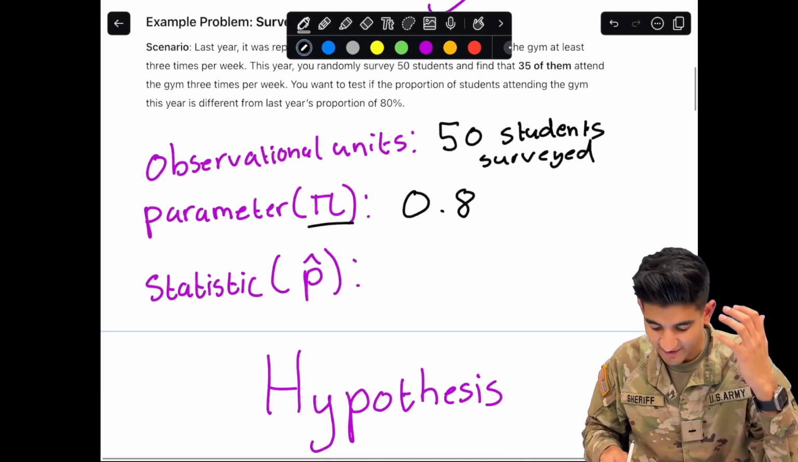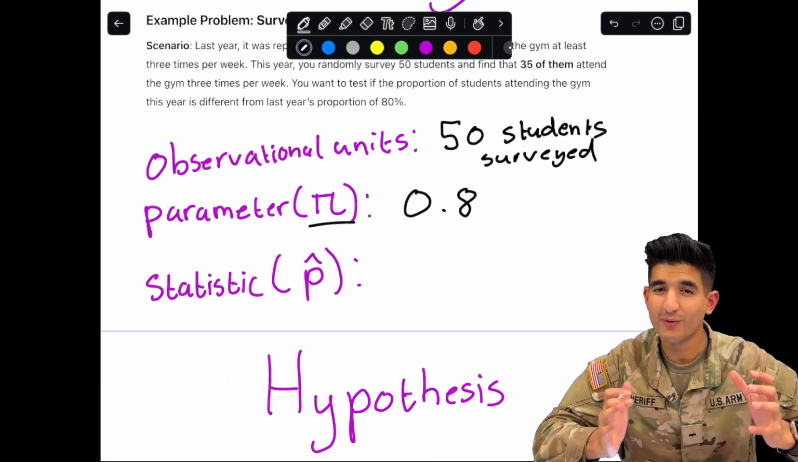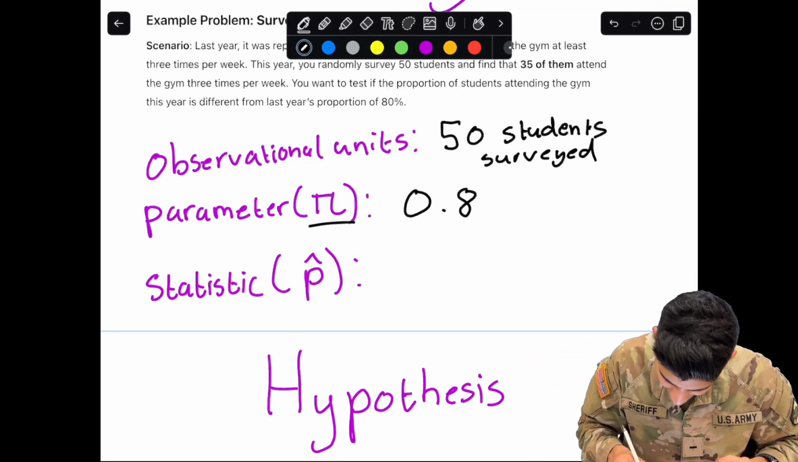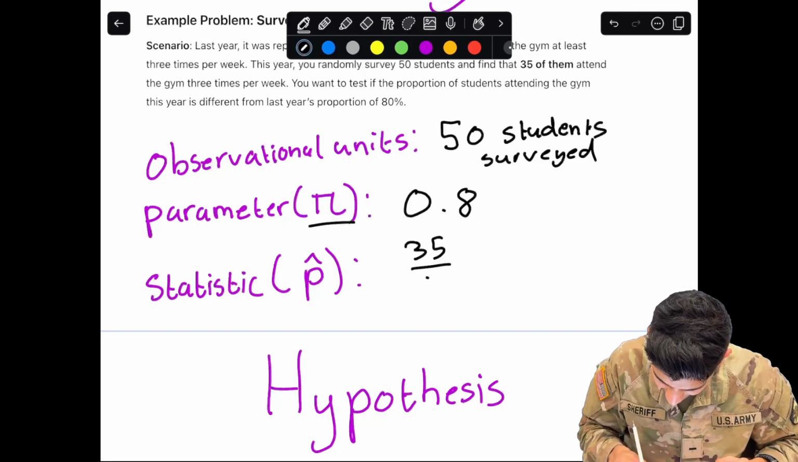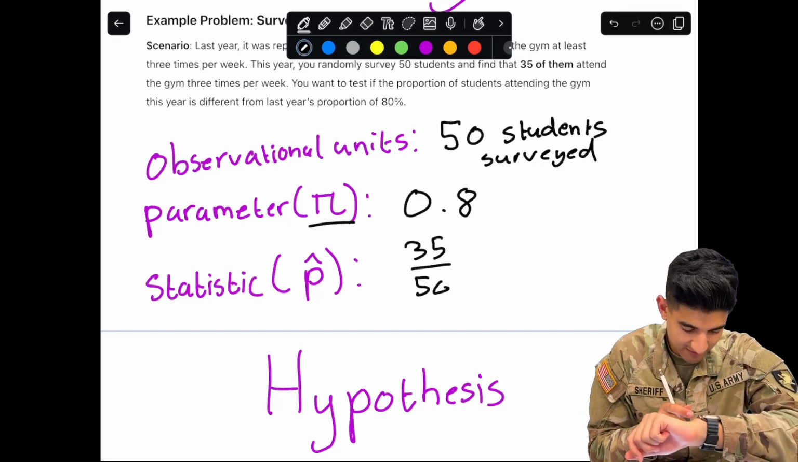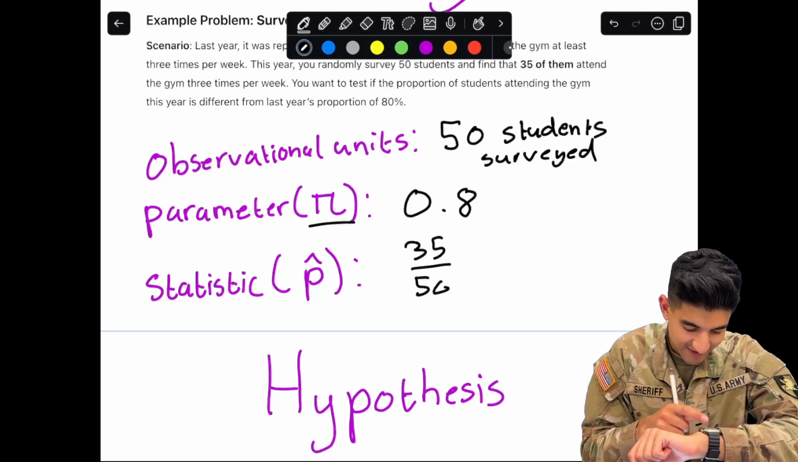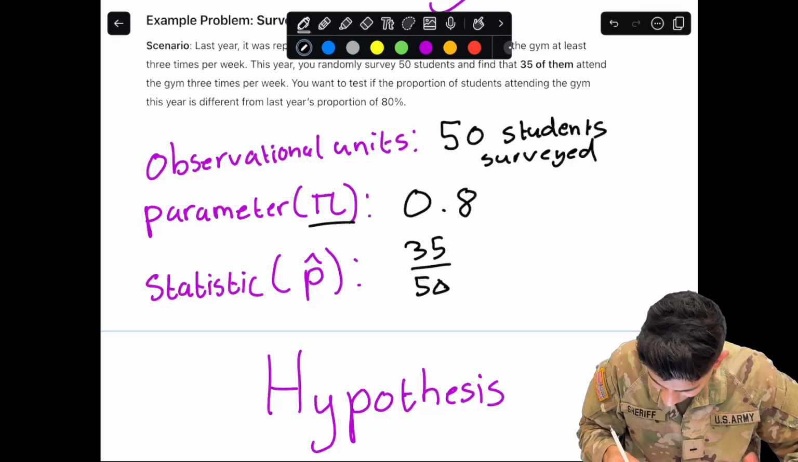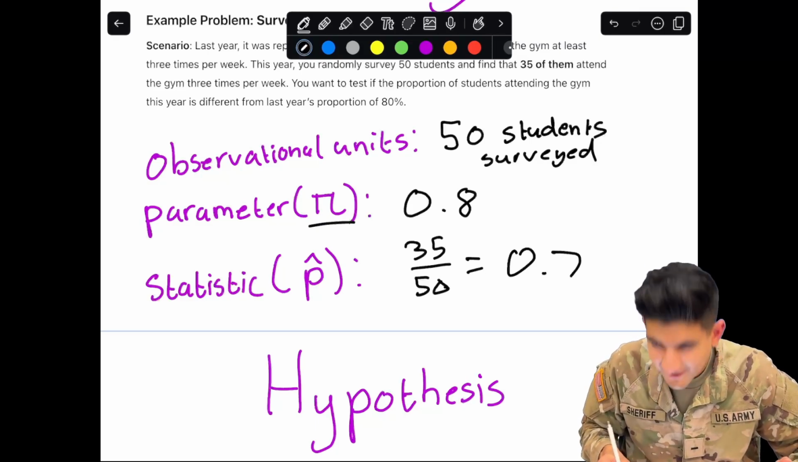And then we have our statistic, which is, in our sample, what was the proportion? And we got 35 over 50. And I'm going to quickly put it on my watch so I can... Oh, wait, that's not that bad to do. It's 70%.